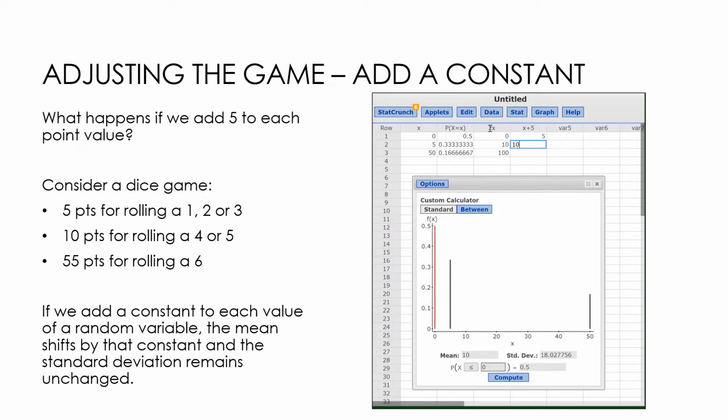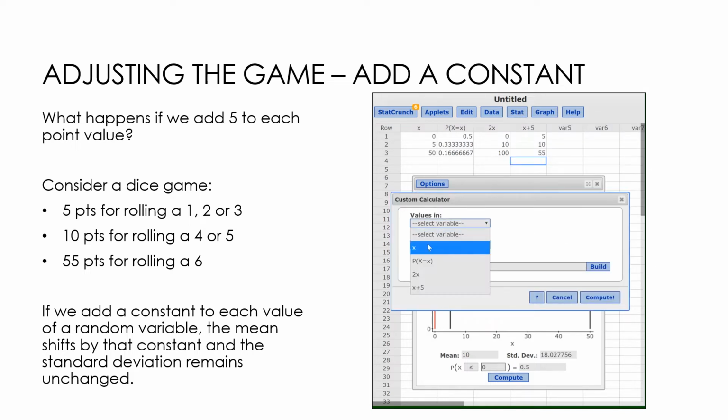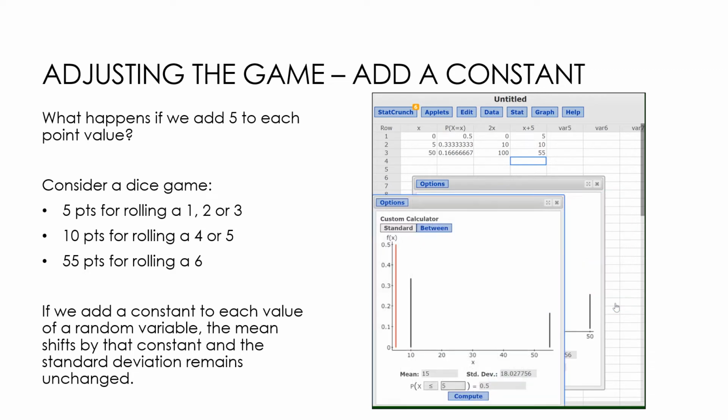5 plus 5 is 10, so again I'm adding from the original of 5, and then 50 plus 5 is 55. And I'm going to do the same thing again, StatCrunch calculators custom, and this time x is x plus 5, and my weights are still the probabilities, and I'm going to compute.